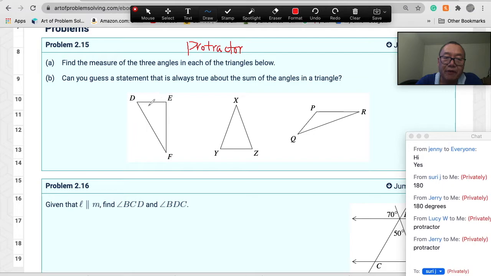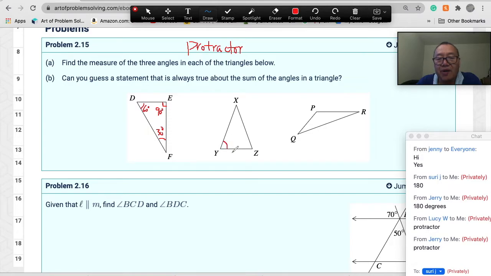Say, if we try to measure each angle in this triangle DEF, what is this angle? I just estimate. This one definitely is about 90 degrees. This one I think should be about 60 degrees. This one probably is 30 degrees. You can measure it. Now let's see this triangle XYZ.